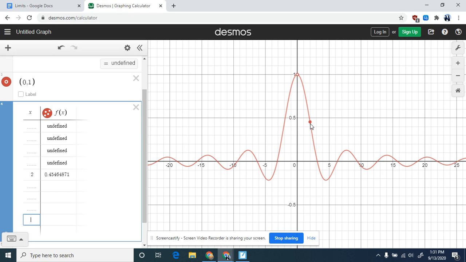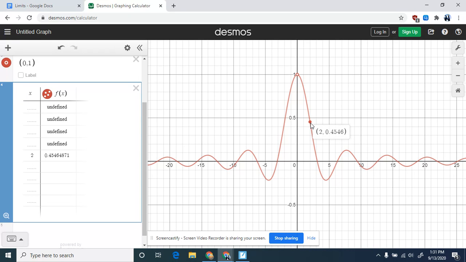This one, like I said, is not as exciting because what do you know about it at 2? The functional value actually exists. So that should be the limit. But I actually want you to do this on your own. It's something you should be able to do. Plug these values in and see as you're going this way and as you're going this way, are you getting a limiting value that's getting closer to what looks like around 0.4546?